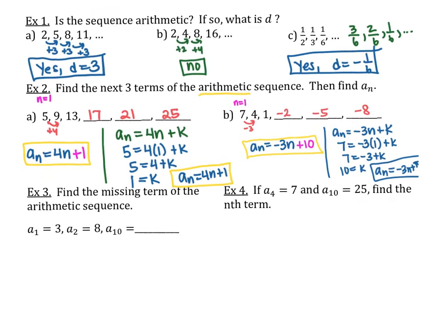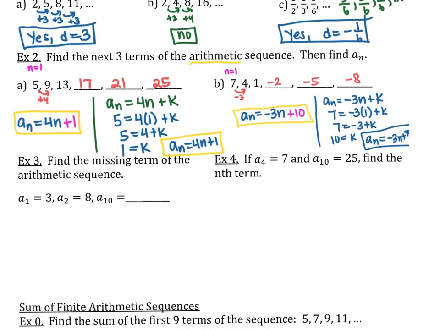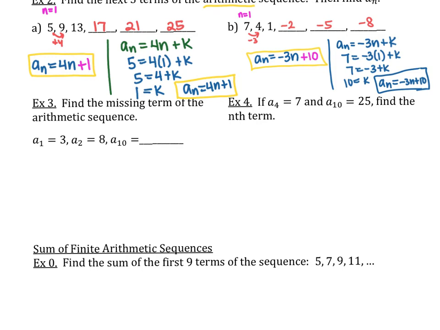Okay, I'm going to keep going. I'm going to go ahead and look at example 3. Example 3 says find the missing term of the arithmetic sequence. And again, if it says arithmetic, I can normally find a shorter way to do it. If it doesn't say arithmetic, then I have no idea. Okay, so it tells me the first term is 3, the second term is 8, and the 10th term is, I don't know. That's what I'm going to try to find.